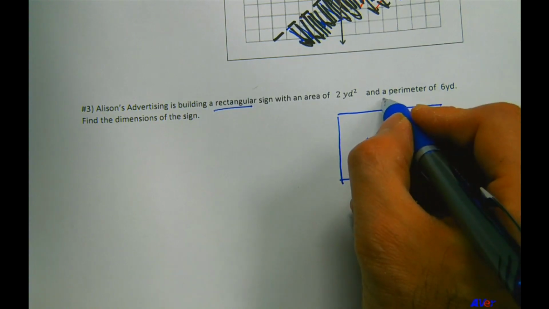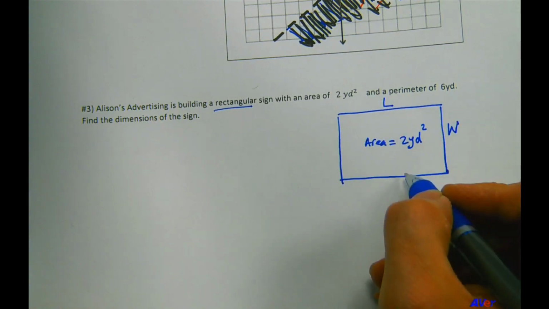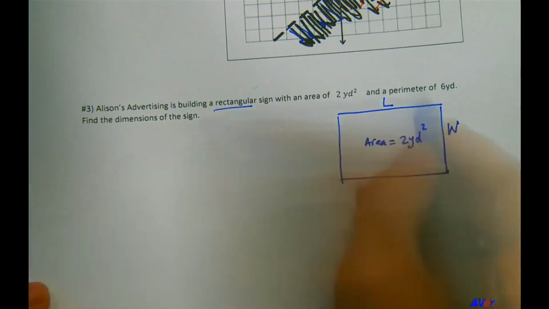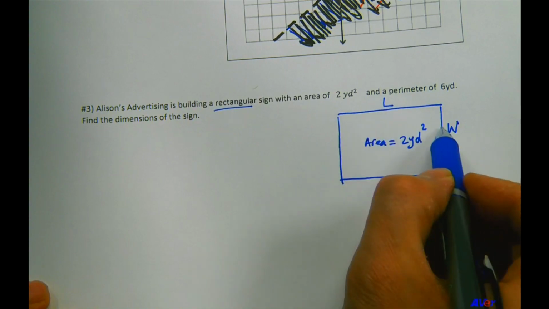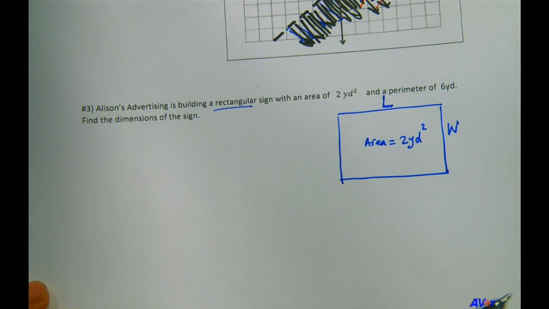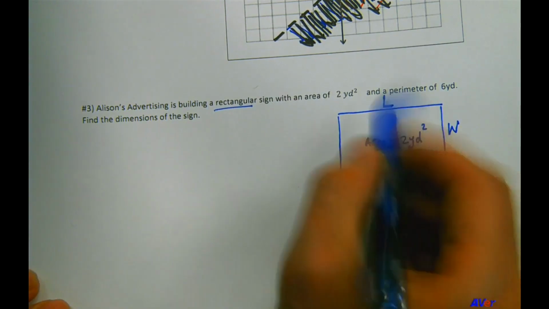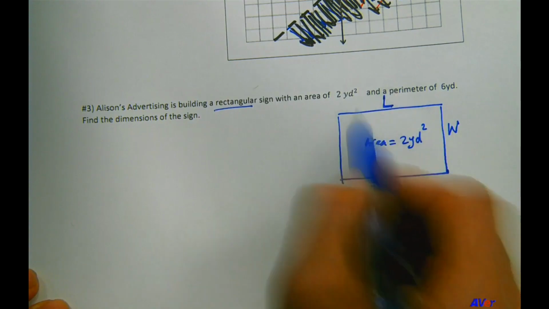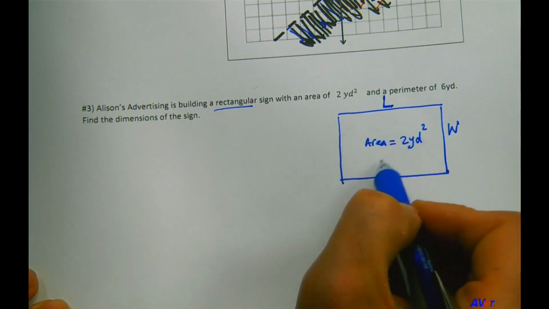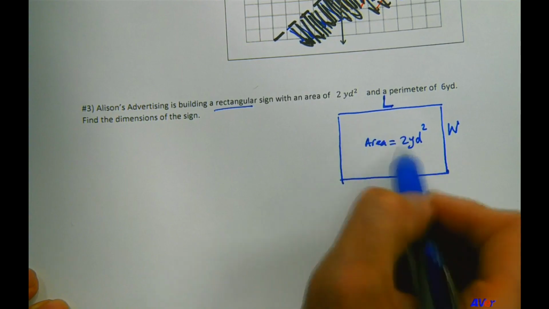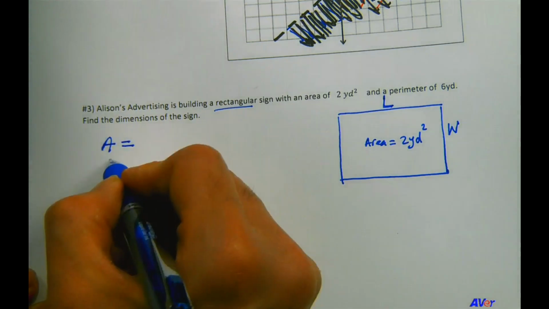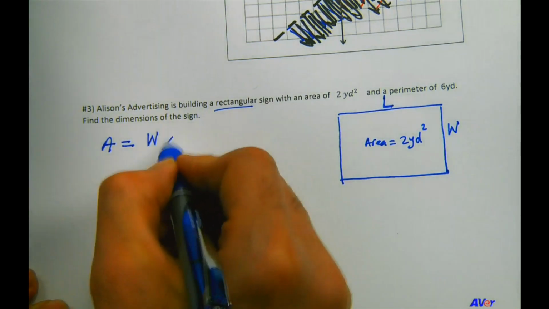So if we label this as length and this as width, the perimeter being 6 yards, what does that mean? Notice how I introduced variables. We need to do that whenever we solve word problems, right? So length, width. Now they say the area is that much, and so what is the area from elementary geometry? What is the area of a rectangle? What's the formula for the area of a rectangle? Do you remember? From elementary geometry, the area of a rectangle is equal to width times the length.